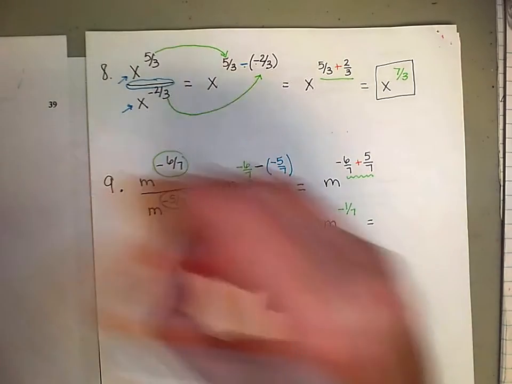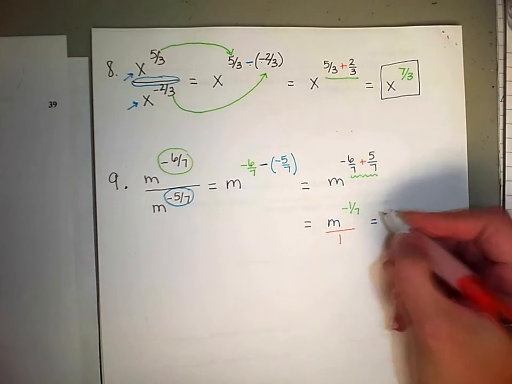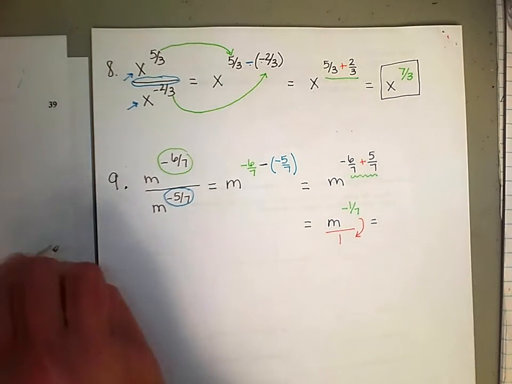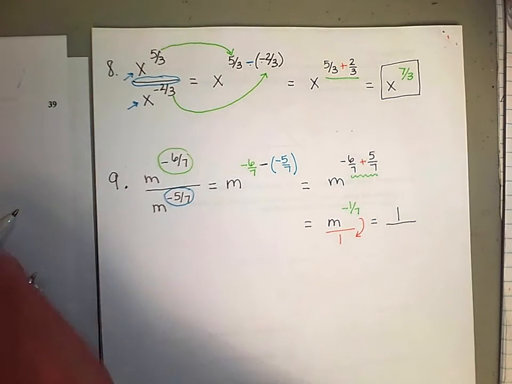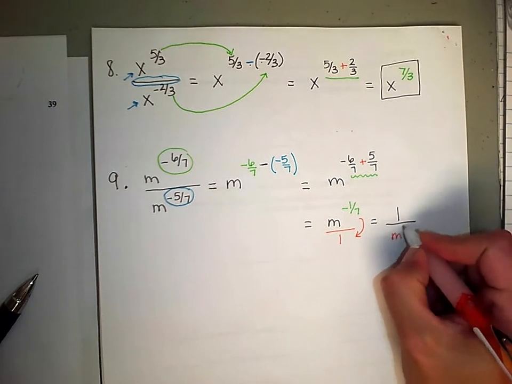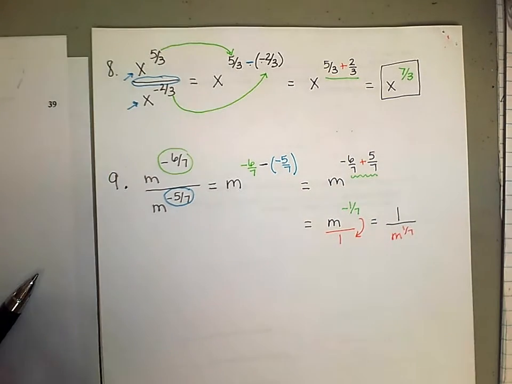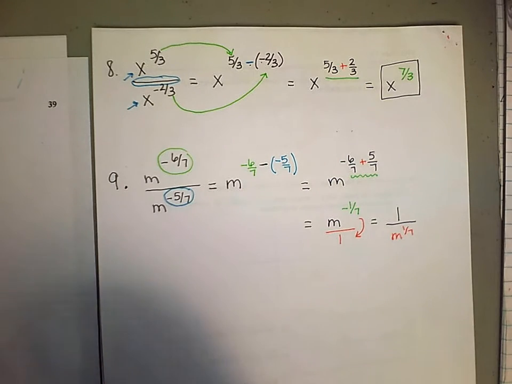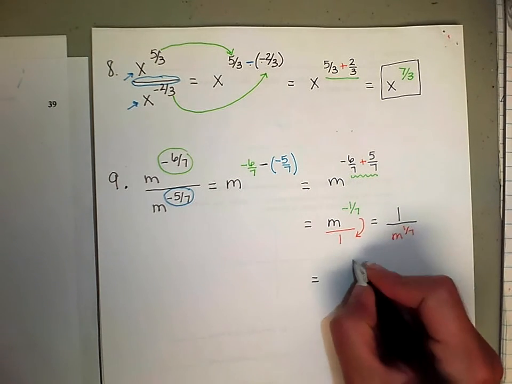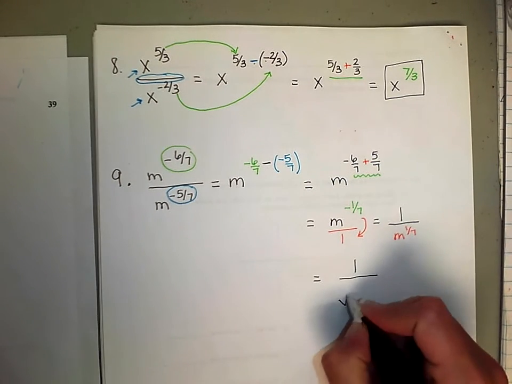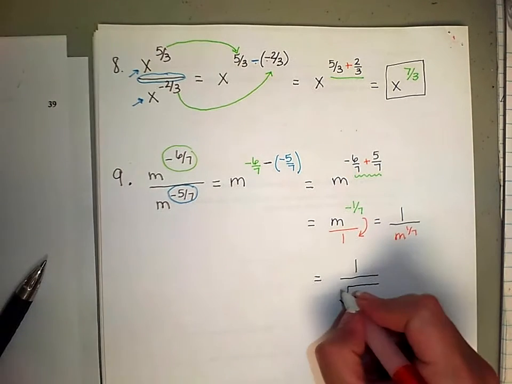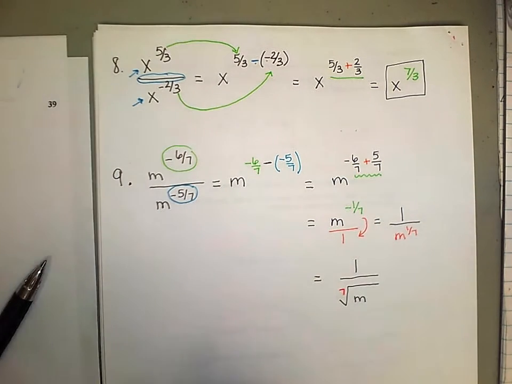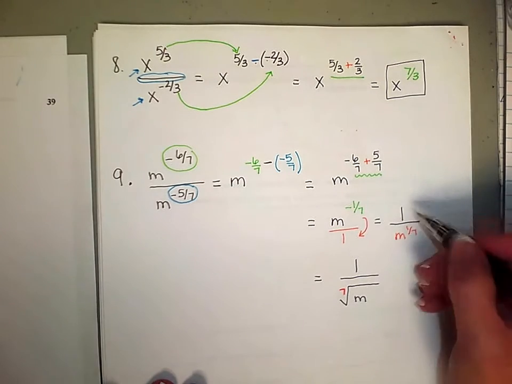So let's think about this as over 1, and we can bring it down, leaving behind a placeholder of 1 up top, m to the 1/7, which we could think about as 1 over the 7th root of m. These are both equivalent answers.